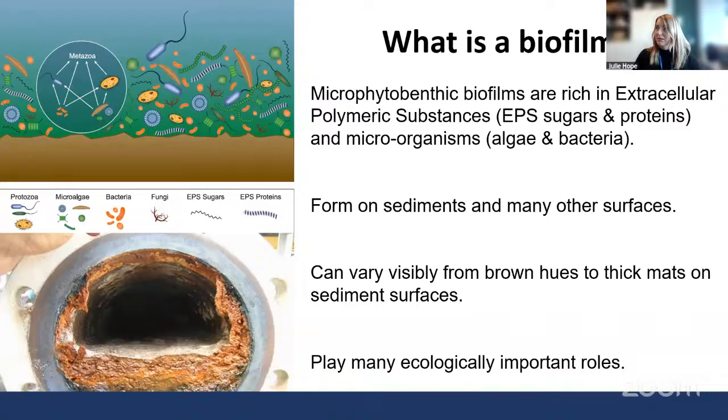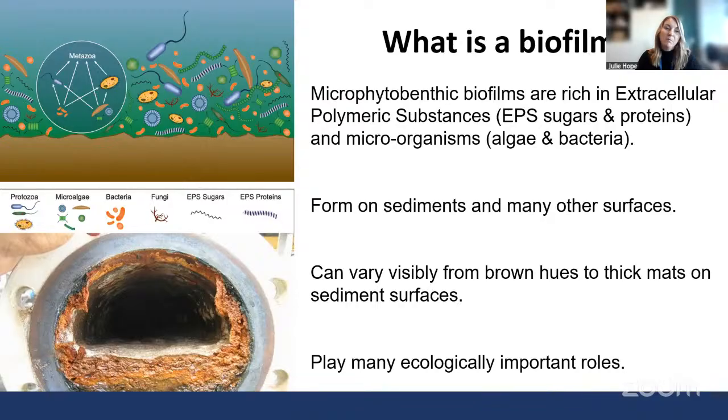So I'm going to start with a little bit of the basics of what is a biofilm. A lot of my work has been focused around these biofilms that are on the sediment surfaces in coastal systems. And really, these are a mixture of different organisms. So you've got microphytobenthic primary producers in there, you have bacteria, and they're in this matrix of extracellular polymeric substances. And this is largely composed of sugars or carbon and proteins, and also the microorganisms within them.